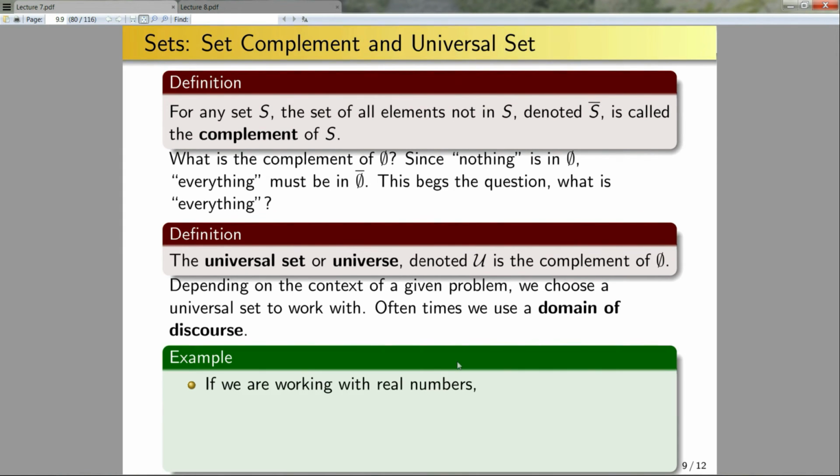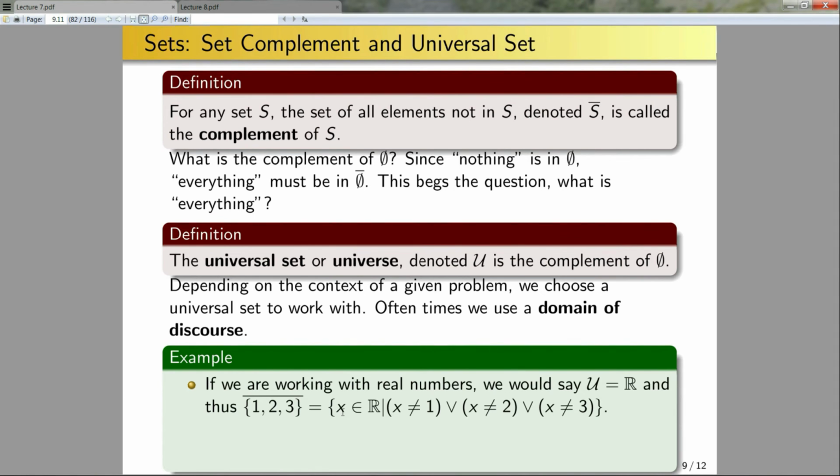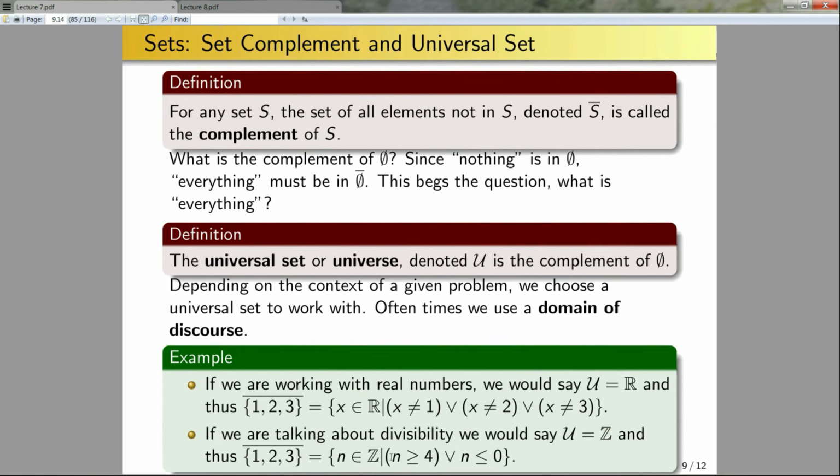So let's give some examples. If I'm working with the real numbers, I would pick the domain of discourse to be the real numbers. So explicitly, I would say that the universe is equal to R, and thus the complement of the set containing 1, 2, 3 would simply be the set of all real numbers x such that x is not equal to 1, or 2, or 3. On the other hand, if I was talking about divisibility, we typically talk about divisibility in the context of the integers. Therefore, I would say that U is equal to the set of all integers, and thus the complement of the set 1, 2, 3 would simply be the set of all integers n such that n is greater than or equal to 4 or n is less than 0.